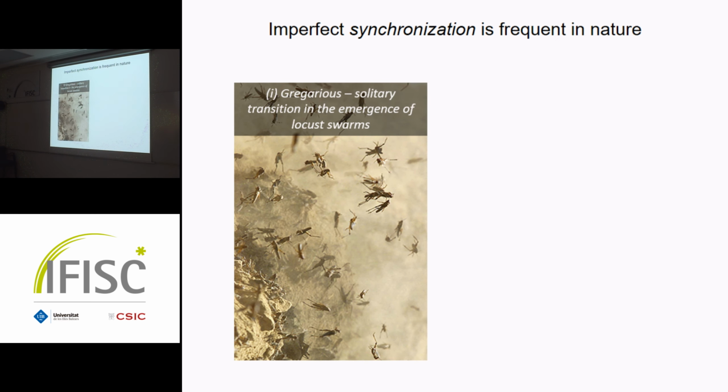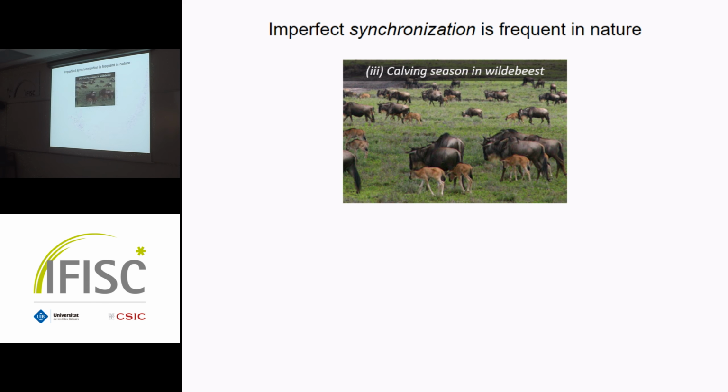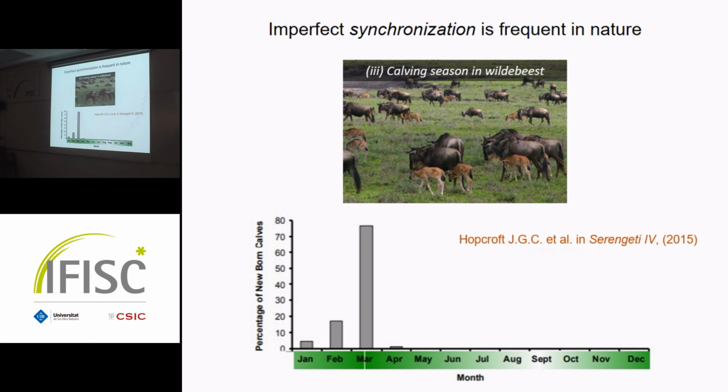Among the systems I was introducing, we have, for instance, these swarms of locusts, in which, as I was saying, these insects live in a very solitary state, but when they are exposed to a very crowded environment, in which they have a lot of insects around them, they transition from being solitary and repelling from each other to being gregarious and attracting each other. But there are experimental results showing that even if we expose these insects to very long times in very crowded environments, not all the insects will transition from one state to the other. There is always a probability, not equal to 0, to find solitary phenotypes within a population. Another example is, as I was showing, this calving season in wildebeest, in which most of the calves are born at some time of the year, but we also have some tails in this distribution.